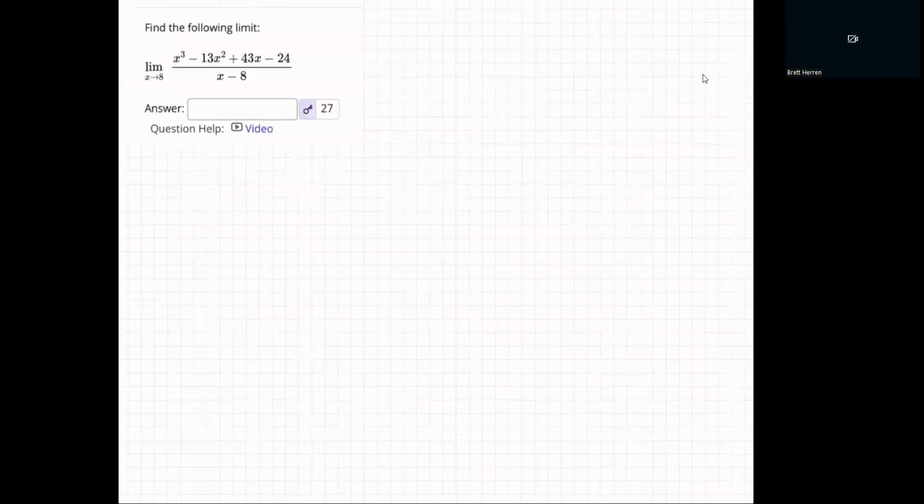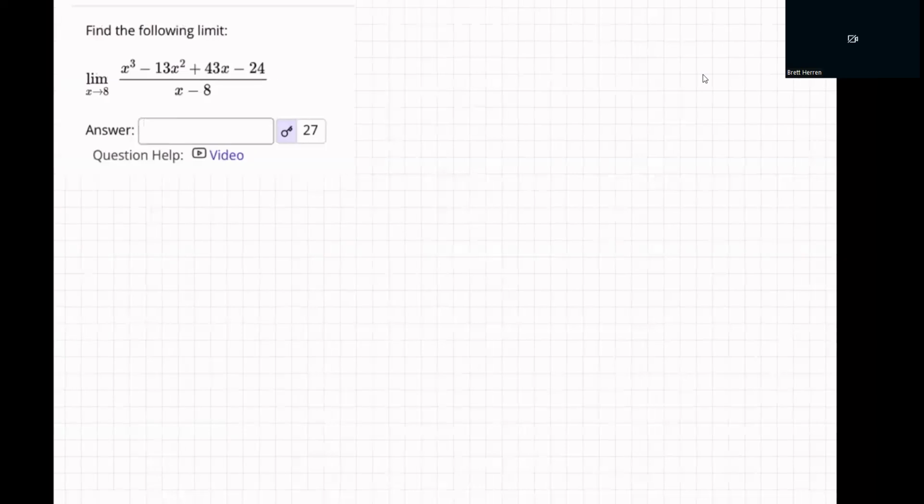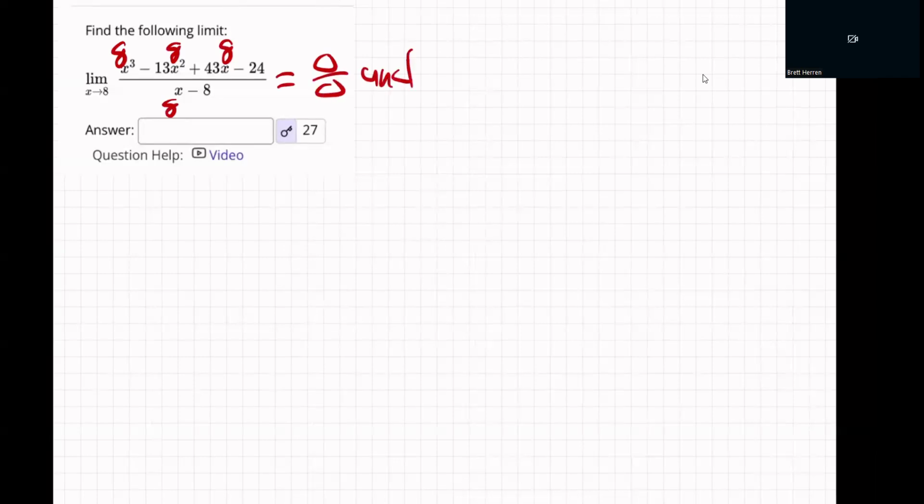Here's another one, a hard one. If you plug in the 8, you can always start by just plugging in 8. It's always a good place to start. But if you do, I'll just save you some time. You're going to get 0 over 0, which again, that's unclear. We don't know what that means. That could be infinity, 0, a number. We don't know. So instead, I'm going to do synthetic division.